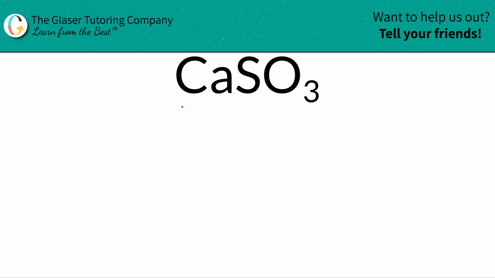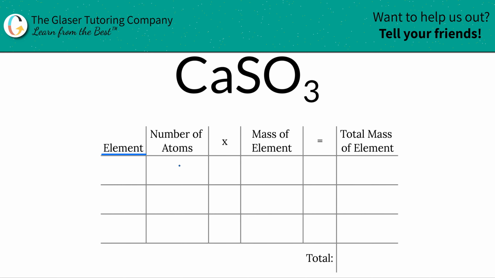Today, I'd like to teach you how to find the molar mass of calcium sulfite. And to do that, let's use this table to help us out. So the first thing is I'm going to write down the elements in the compound. So we have calcium, Ca, we have sulfur, S, and we have oxygen, O.